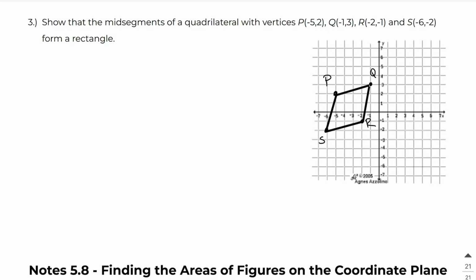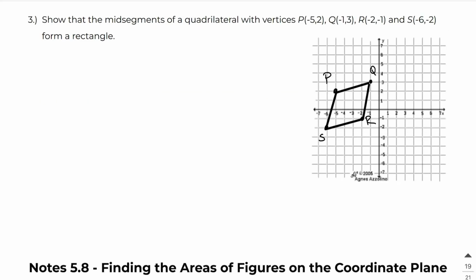So first of all, let's talk about what a midsegment is. Midsegments will take the midpoints of your shape, whatever shape that you have. You don't have to draw this out. I'm just going to show you right here. You take the midpoints of each one of our sides, and then you connect all of those points. So I want to find the midsegments of each one of these first, okay?